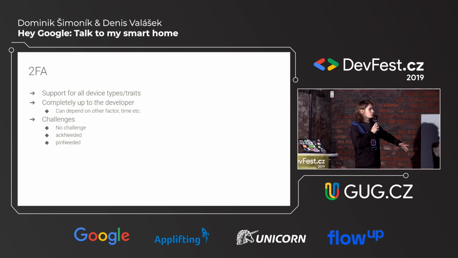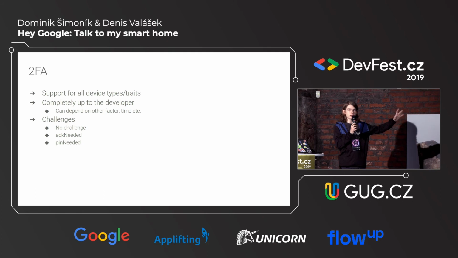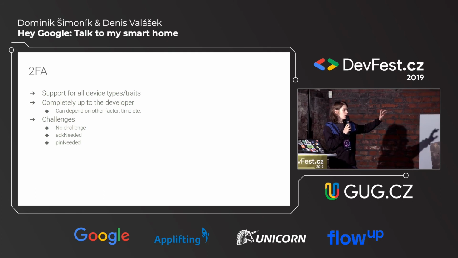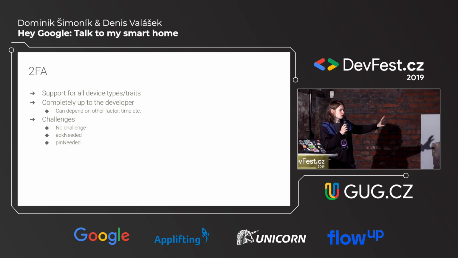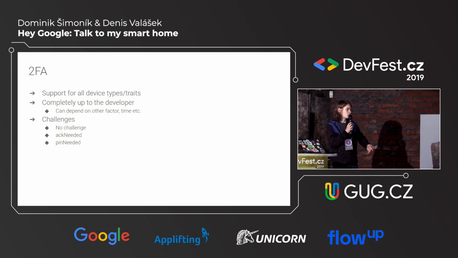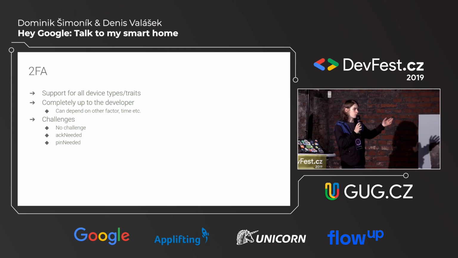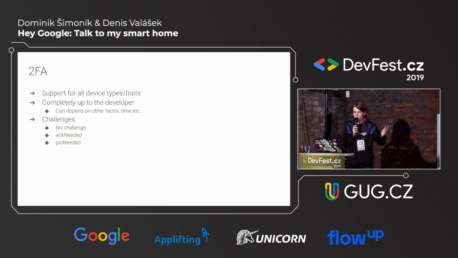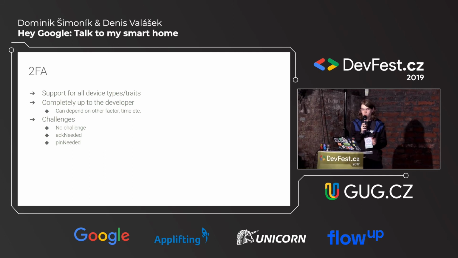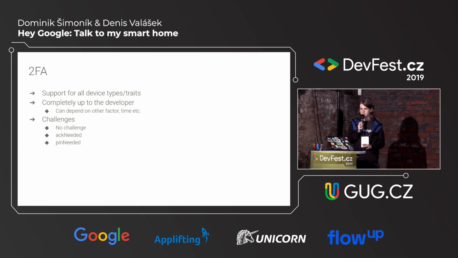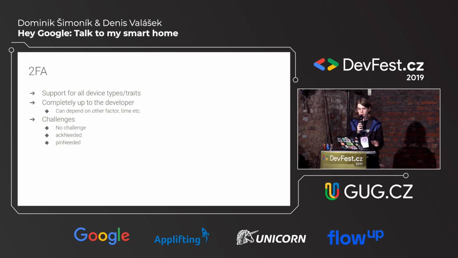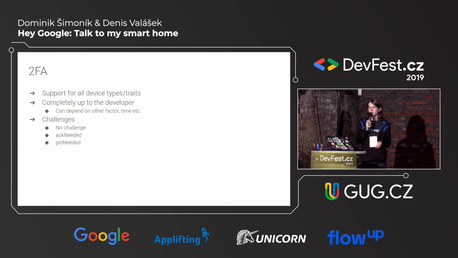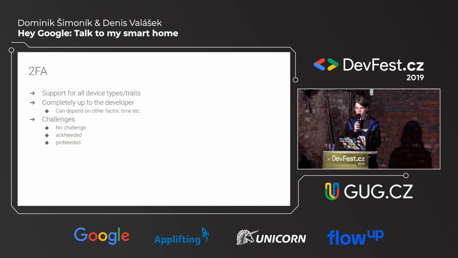So you completely handle what the second factor is, and there are 3 types of challenges. No challenge, it will go right away. Ack needed, so for example, click on the notification or enter some PIN code. And these are supported in all device types and traits, so you can use them for whatever device you want. For example, if you don't want someone to turn your lights off, you can totally do that.